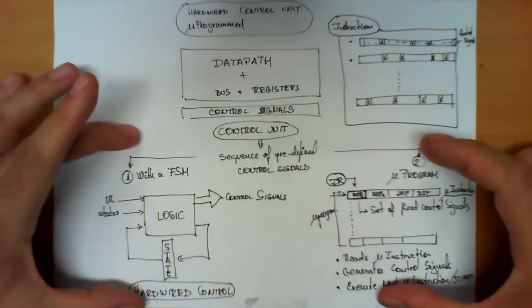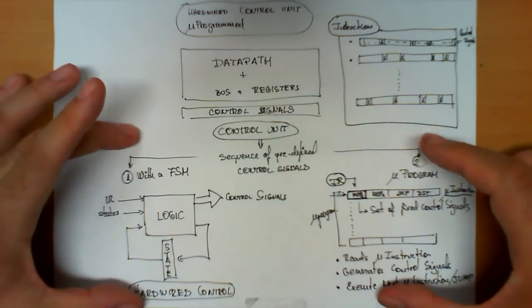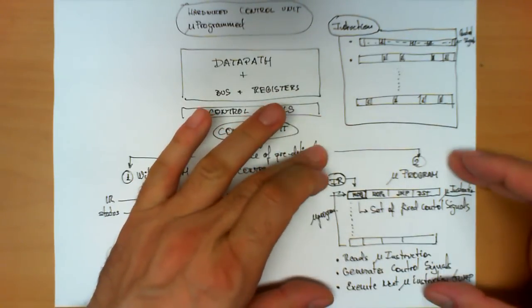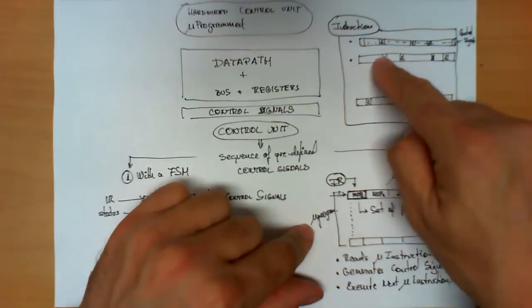We either have it hardwired as a finite state machine, or we follow a microprogrammed approach in which all these arrays are encoded into zeros and ones, and these codes are generated and generate the sequence.